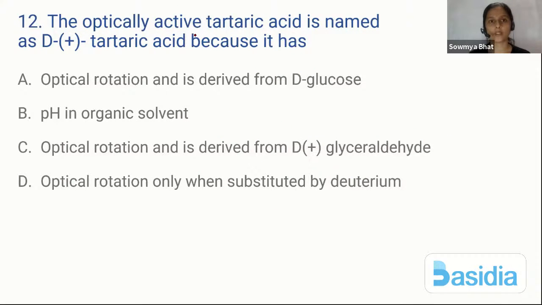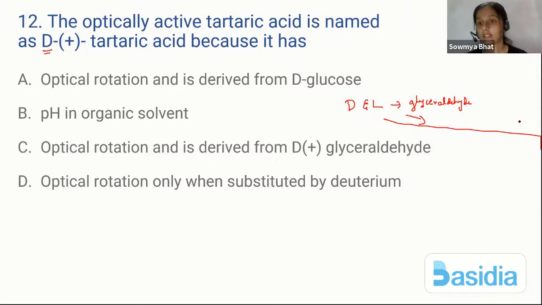The next question: the optically active tartaric acid is named as D plus tartaric acid because it has. So basically this D, the capital D, and L, these come from glyceraldehyde. If you know this, immediately you can say option C. But if you don't know this, let me explain. Here, in case of glyceraldehyde, if you take this compound, this is attached to 2 different groups, and you are going to take the last chiral center, that's the bottommost.